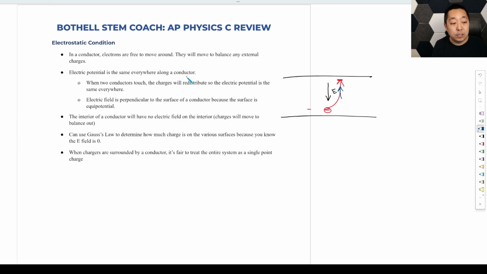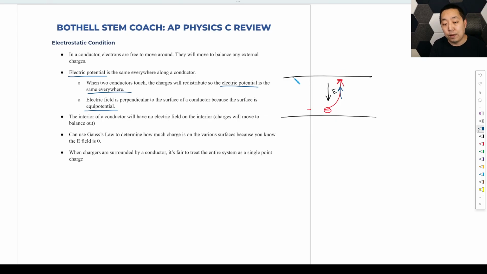Everywhere along a conductor, the electric potential is the same for that reason, along the surface of the conductor, because the electric field ends up going to zero. At the surface, the electric field ends up being perpendicular. So we say everywhere along the wire or the conductor, the potential is the same. When two conductors touch, the charges are going to redistribute, so the electric potential is the same everywhere on those two conductors. And the electric field is perpendicular to the surface of a conductor because the surface is equipotential, right?